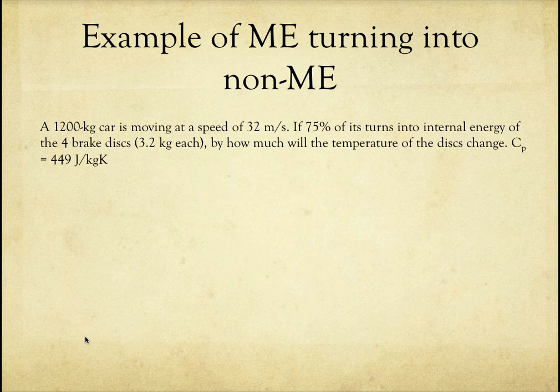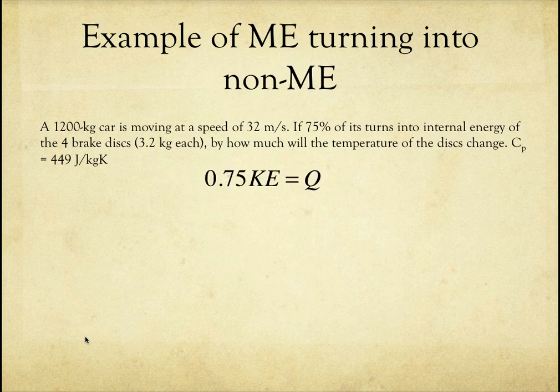What if I know that my energy came from work done by friction? So I had mechanical energy and it turned into internal. So here's an example. 1,200 kilogram car is moving at a speed of 32 meters per second, and 75% of its kinetic energy turns into internal energy of the 4 brake discs. Each brake has a mass of 3.2 kilograms. So my question is, how much will the temperature of each disc change? And I'm giving you a specific capacity of that material that the discs are made of.